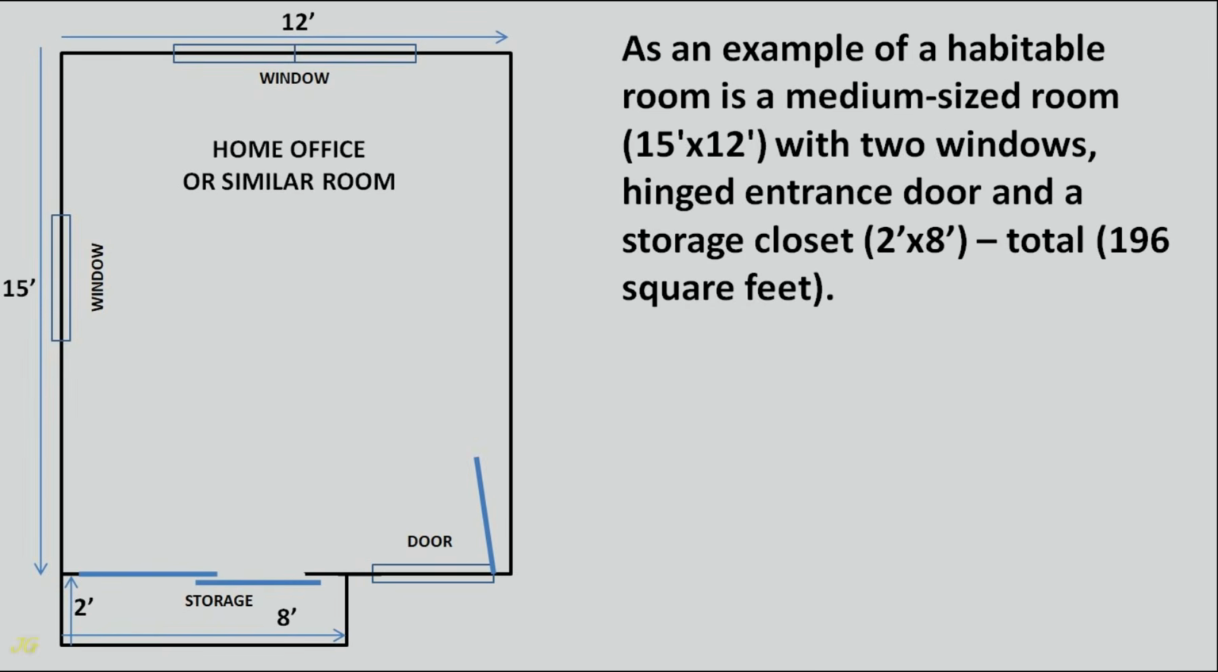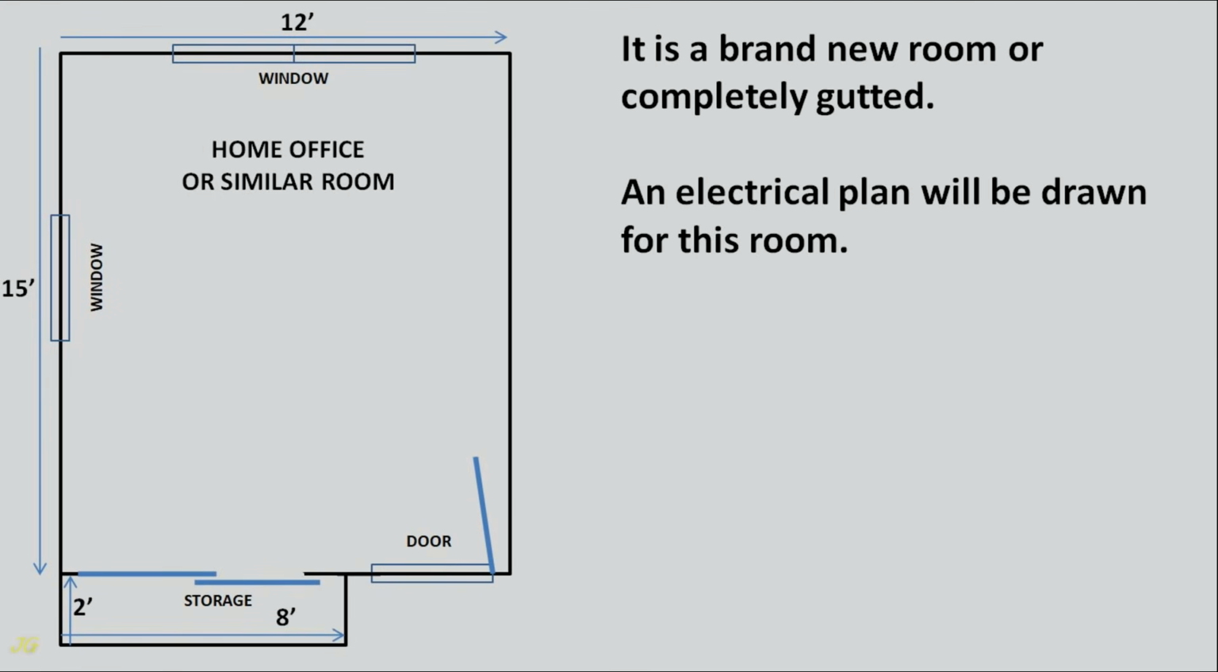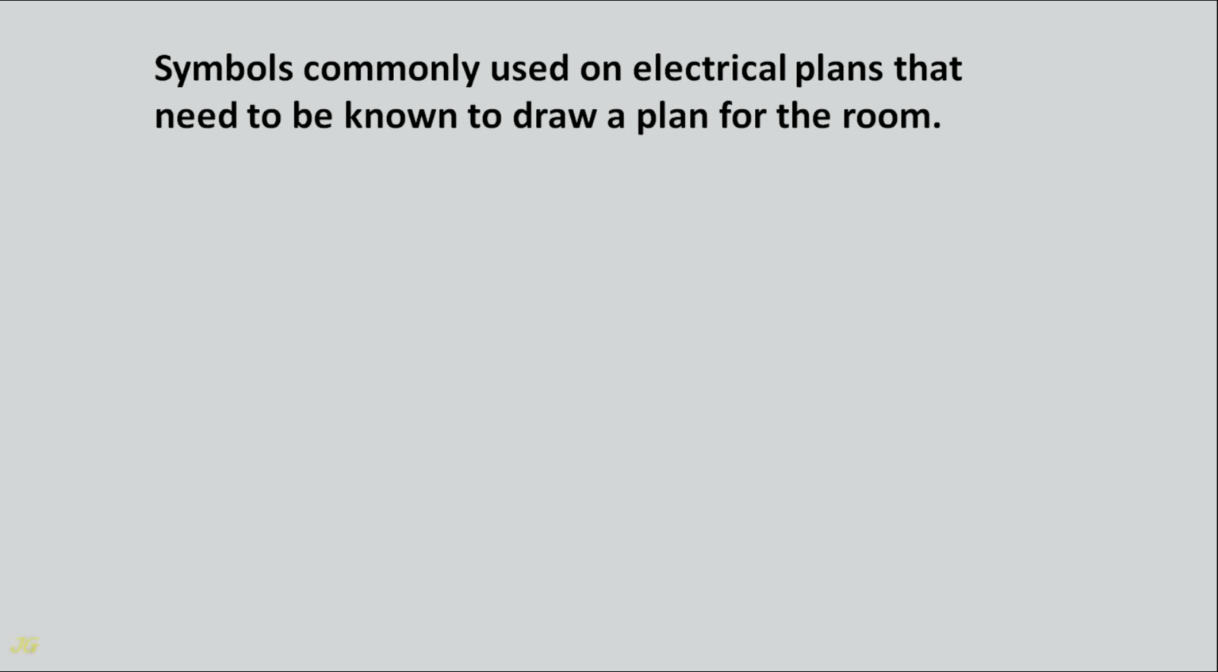As an example of a habitable room, take a medium-sized room, 15 feet by 12 feet, with 2 windows, a hinged entrance door and a storage closet, 2 feet by 8 feet, total 196 square feet. It is a brand new room or completely gutted. An electrical plan will be drawn for this room. Symbols commonly used on electrical plans need to be known to draw a plan for the room.